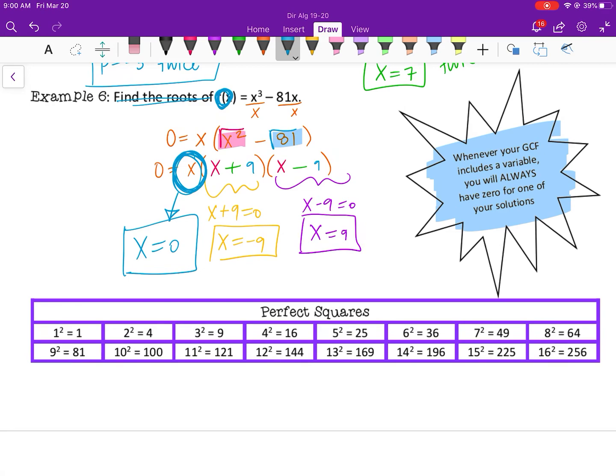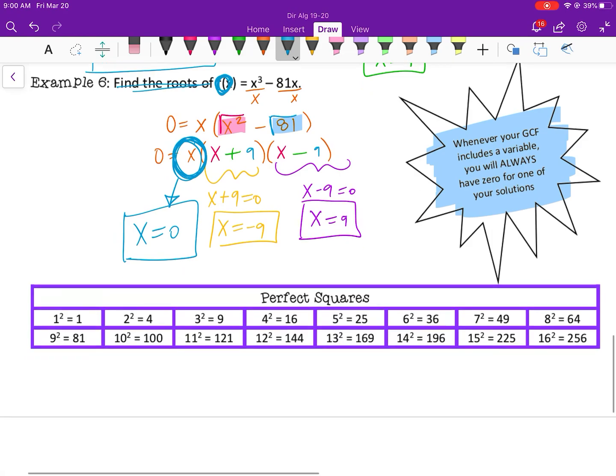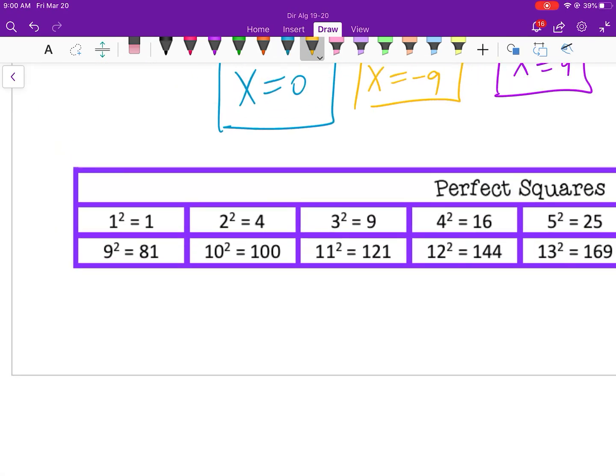So as you're working through today's worksheet, I have a list of some of our perfect squares here, so you don't even have to bother square rooting on your calculator. So say you see that 81 that we were just dealing with. Well, the square root of 81 is just going to be 9. So use that as you're using your dots pattern.